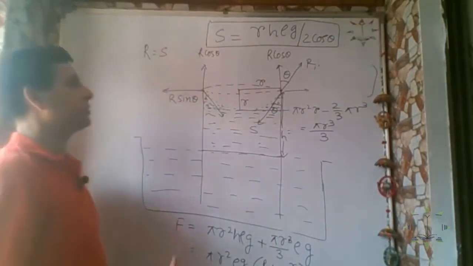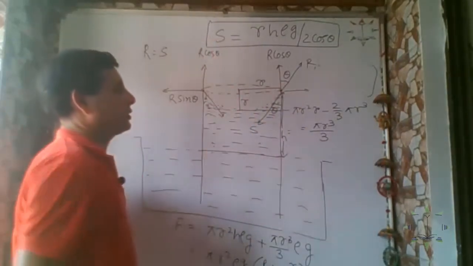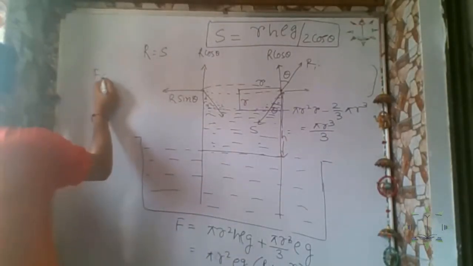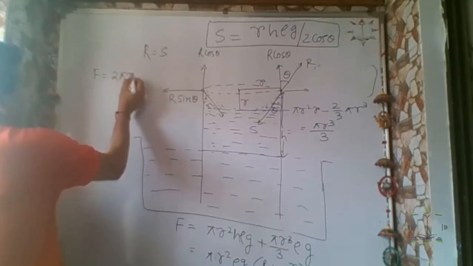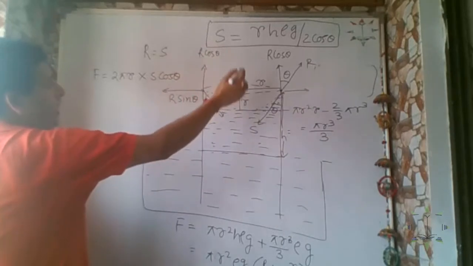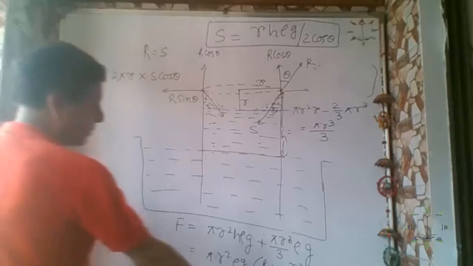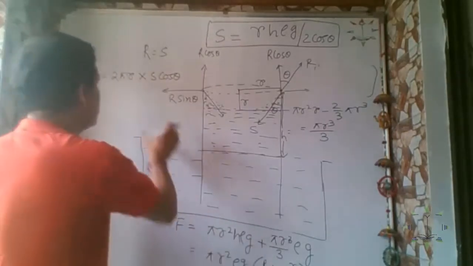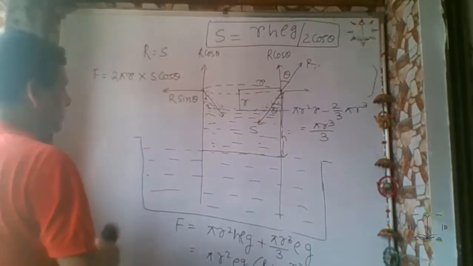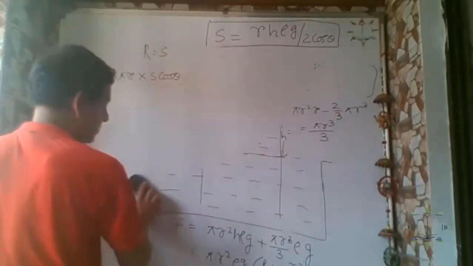And force due to surface tension is the same, that is total length of the boundary into S cos theta. So the force due to surface tension is what? Total length of the boundary is 2 pi R into surface tension. The force due to surface tension is S cos theta. Now at equilibrium, this gravitational force is balanced by this force due to surface tension. So now I will remove this picture to give you the detail of this calculation.